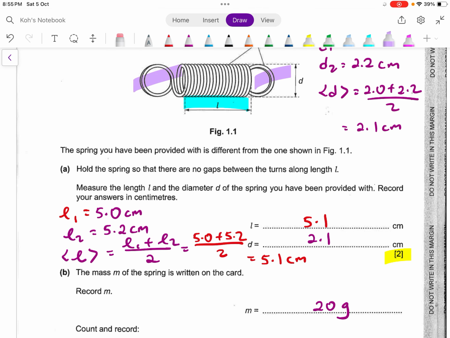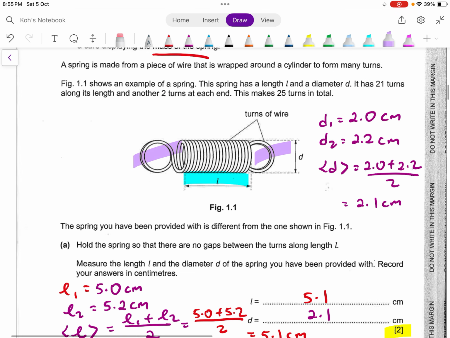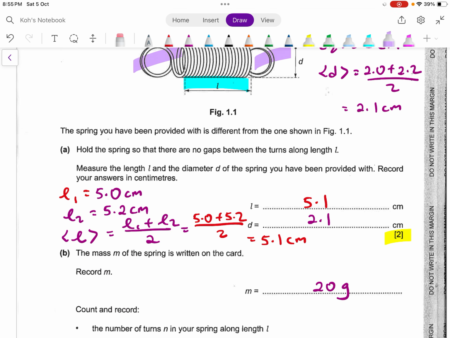So for part A, hold the spring so that there's no gap between the turns, right? Then we are asked to measure the length L and the diameter D with the 30 centimeter ruler. Of course, these are just hypothetical numbers. I will first do the repeating of the measurement. For example, L1, I put 5.0. Just remember, because you're using a 30 centimeter ruler, you must follow the precision of the meter rule, meaning 0.1. For example, L1 is 5.0, L2 is 5.2.